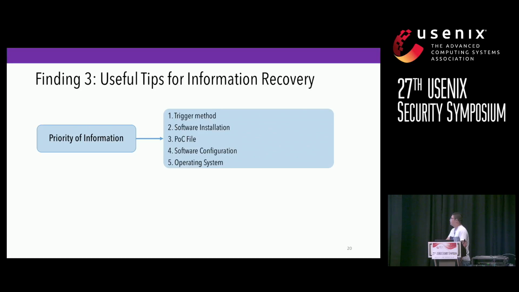instead of picking one information category to test, we provide the priority of information to try. The first is the trigger method. It means we can directly assume the trigger method is problematic and check another trigger method to try to reproduce the vulnerabilities. And if you identify the problematic information, how to recover it?